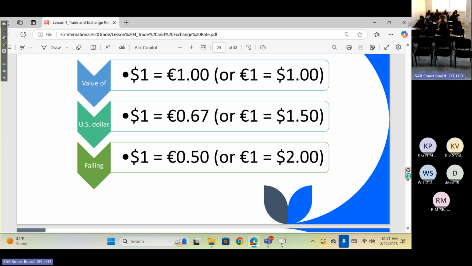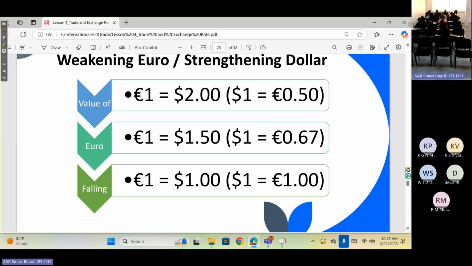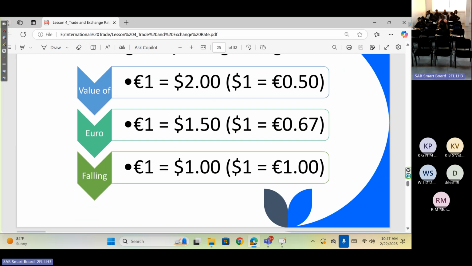And the dollar value in terms of euro has decreased.